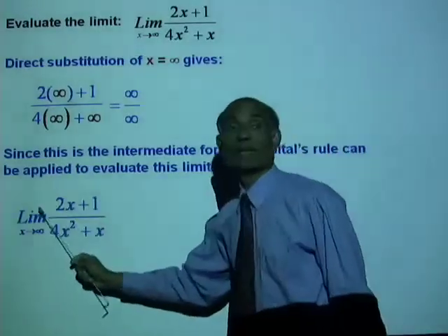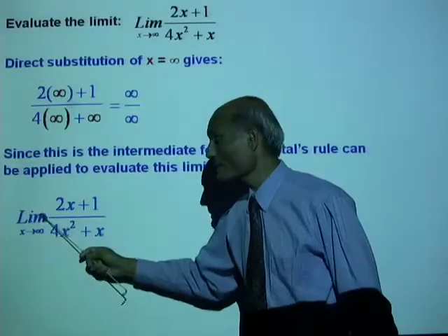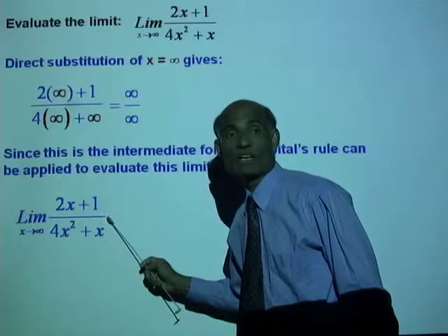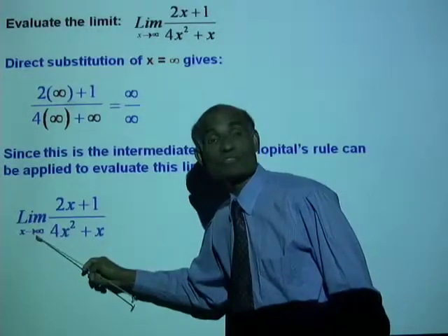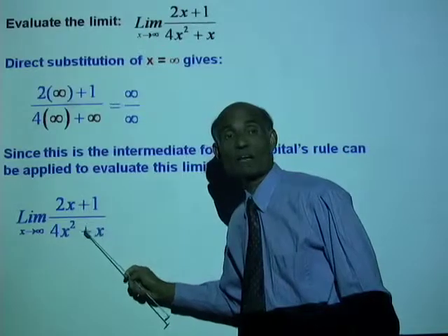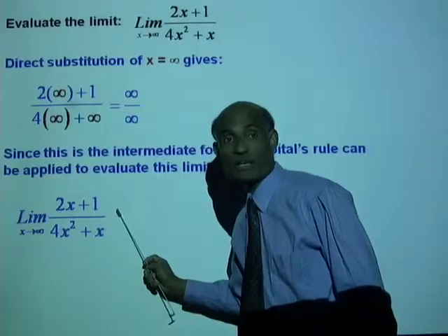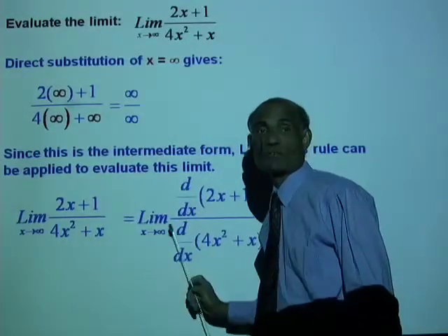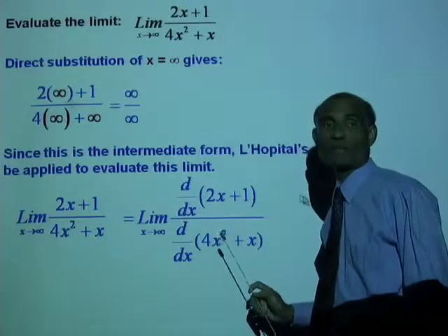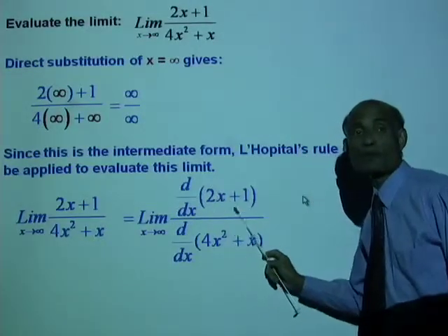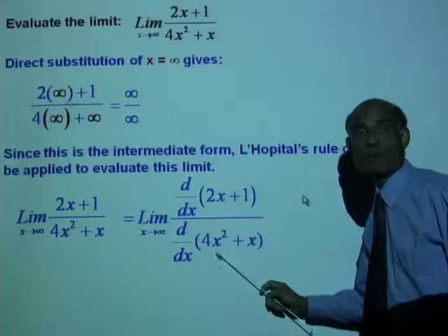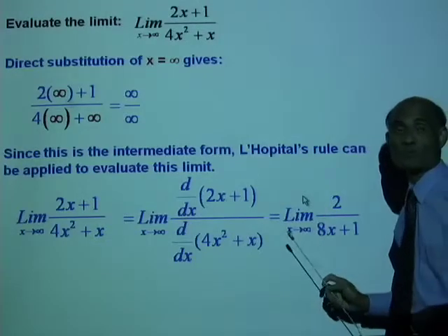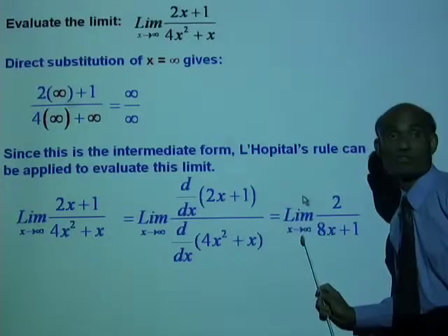And what's that rule? I'm going to repeat it every time. Limit as x approaches c of f of x divided by g of x is the same as limit as x approaches c of f prime of x divided by g prime of x. So this will be the limit as x approaches infinity of the derivative of the numerator divided by the derivative of the denominator. The derivative of the numerator is 2. The derivative of the denominator is 8x plus 1. There you go.